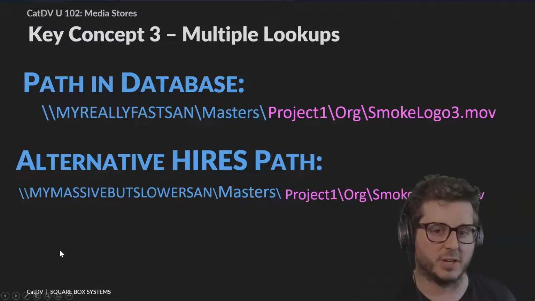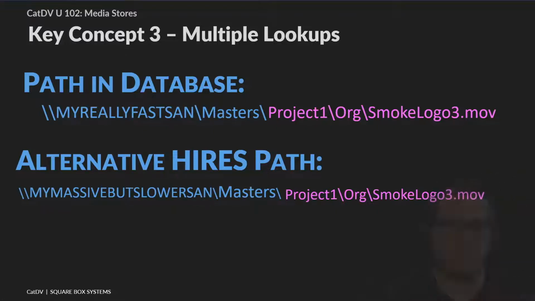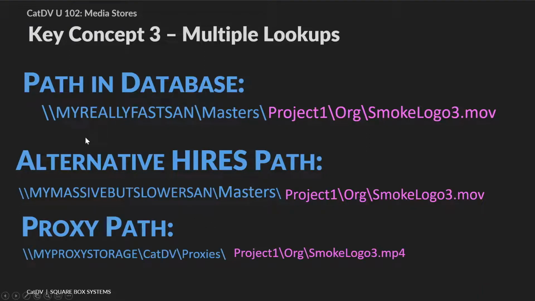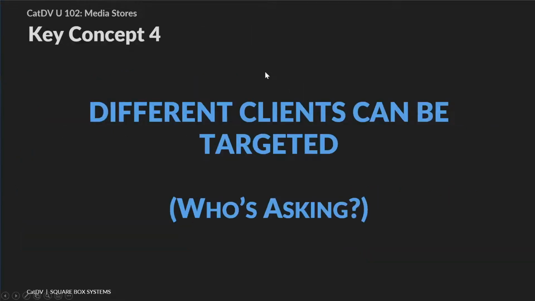So just to reiterate, obviously we had the path in the database, my really fast SAN masters, and it went to look for the files there. If it couldn't find it there, it will go and look at that alternate high-res path. And that works in the same way. The proxy path will be the same regardless in this example. Okay, it's not looking in two different places for the proxy in the example I've given.